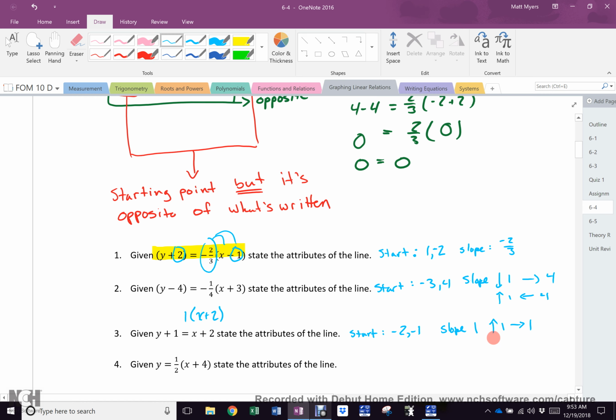Or down 1 and left 1. So they're both negative. Is everybody good? Now please notice, even though it looks different, it has all of the characteristics needed, doesn't it? What about 4? Does 4 look different?